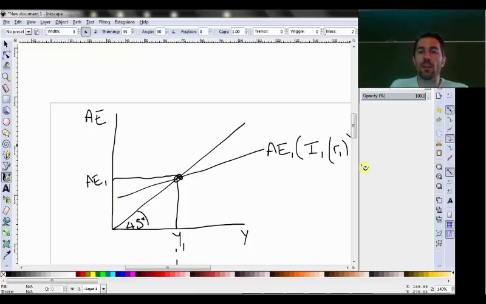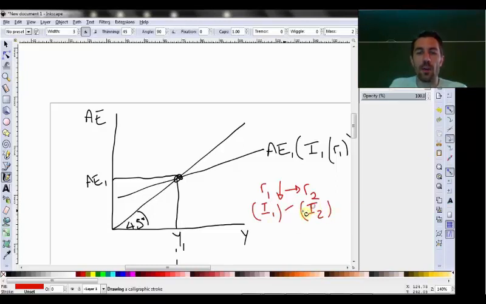So what then happens if I decrease the interest rate? So the interest rate, R1, is going to decrease. When it decreases, it's going to decrease to R2. When my interest rate decreases, what happens to my level of aggregate expenditure? Well, remember, R1 was associated with some level of investment spending, I1. With a decrease in R1, I'm going to shift to a different level of investment spending, I2, and I2 is going to be greater than I1. If I2 is greater than I1, my aggregate expenditure curve shifts up.